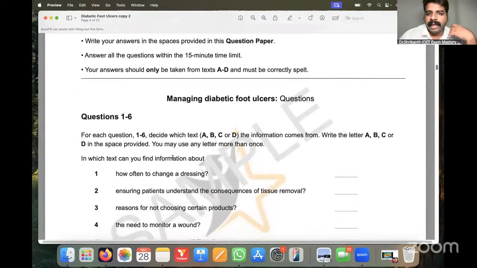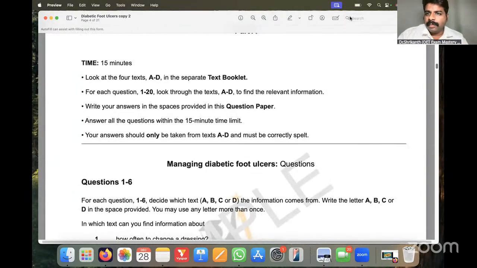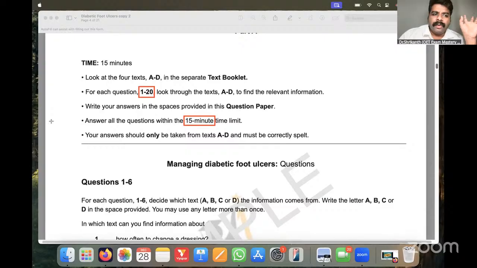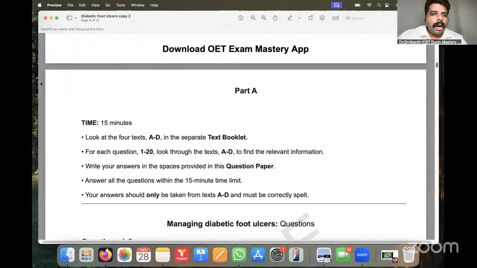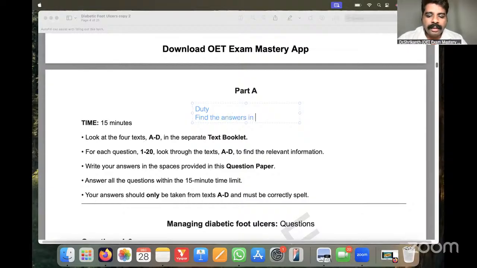And below that, how many questions will there be? There will be exactly 20 questions. But there is a catch. You have just 15 minutes. Right, so within 15 minutes, you have to find the answers to all the 20 questions. So what is your duty here? Your duty is to find the answers in limited time, right? And in a high pressure situation.